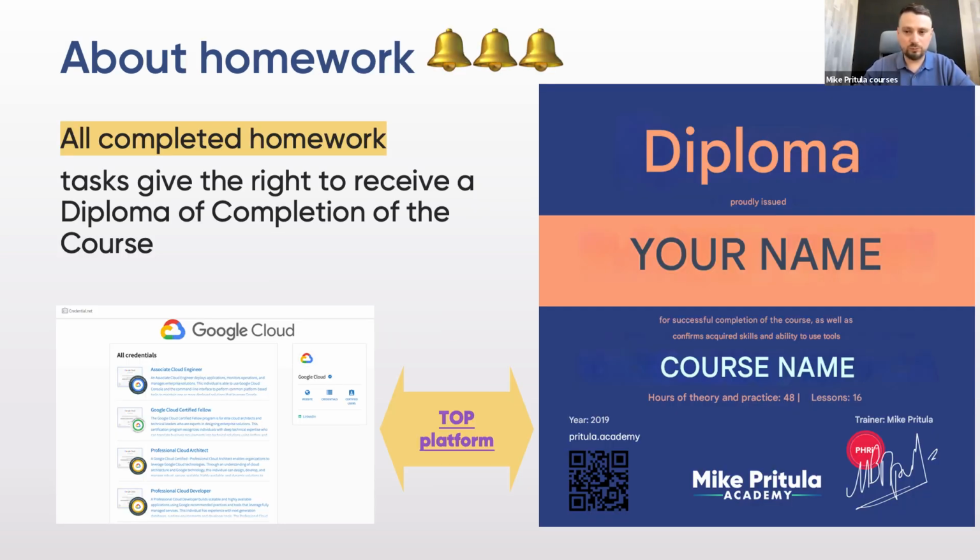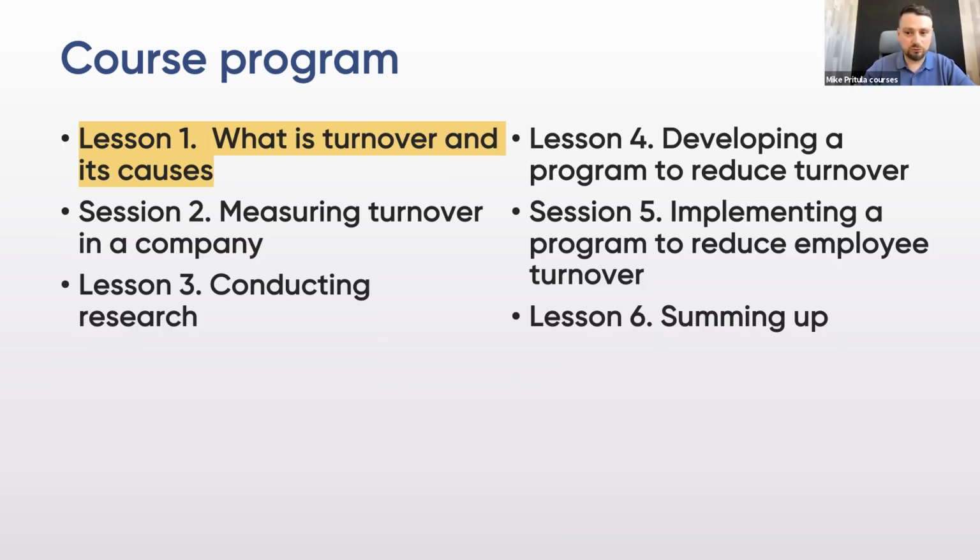Those who are already in the course, homework awaits you. Homework is necessary to receive a diploma. Today is our first class of the course. Today we'll talk about the main causes of turnover and what it is. In the second class, we'll discuss how to measure turnover. In the third, how to conduct research. In the fourth, how to develop a reduction program. In the fifth, how to implement it. And in the sixth, we'll summarize the results.